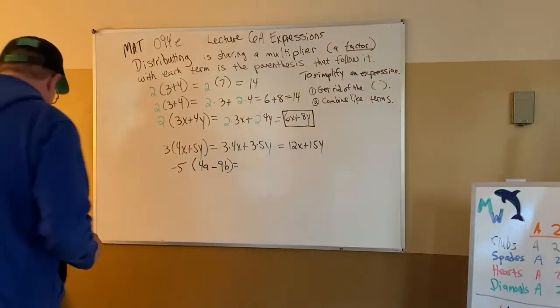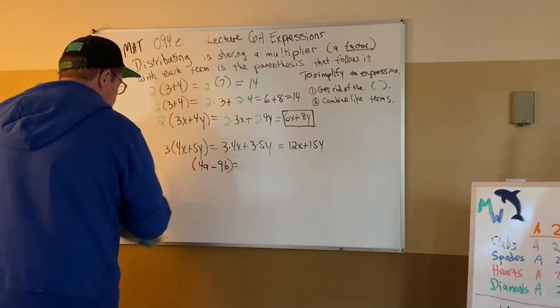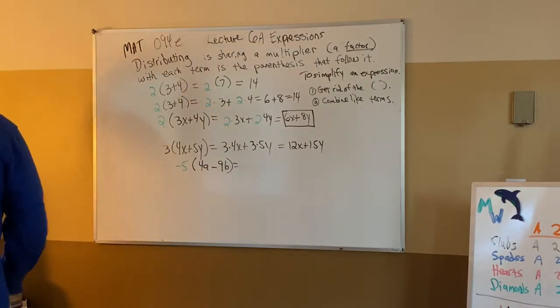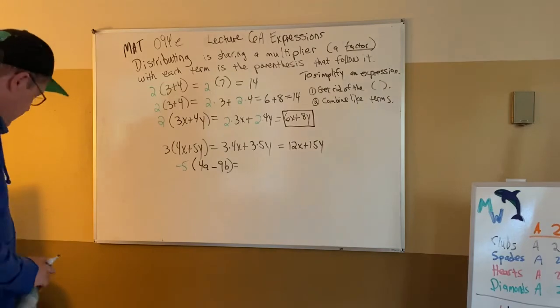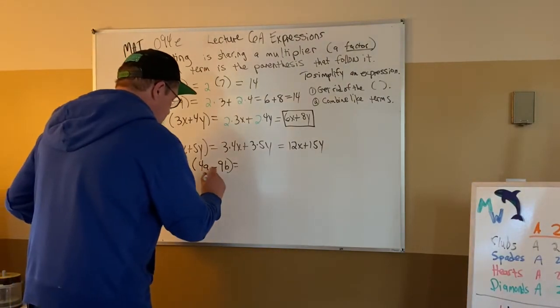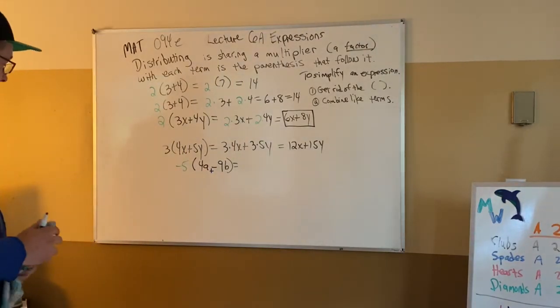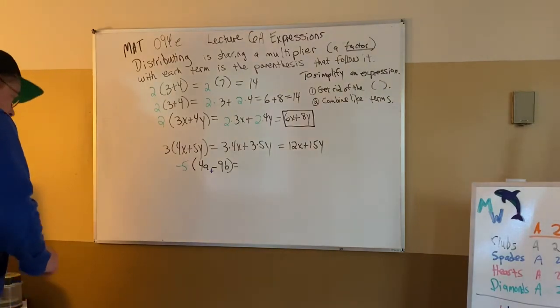So let's see what this guy's got going on. I'm going to help with a little bit of color. Negative 5 up here. Okay, let's go after those parentheses. First look, can I combine 4a and negative 9b, because it's plus negative 9b? The answer is no, a isn't the same as b. Labels don't match.